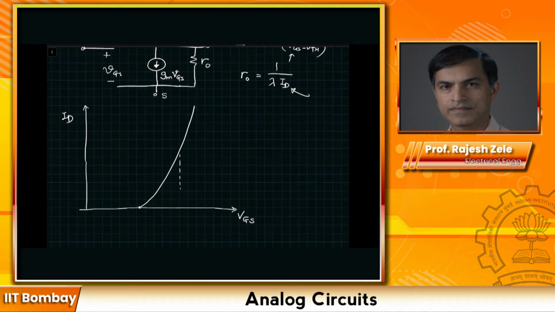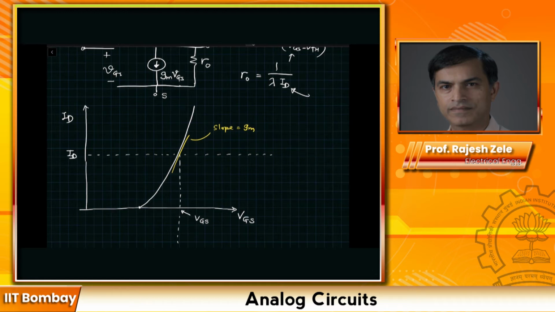Let's say we are operating at this place. This is our DC operating point VGS, and this is our DC operating current ID. If you draw a tangent over here, that would be the slope, which would give you gm, the transconductance.